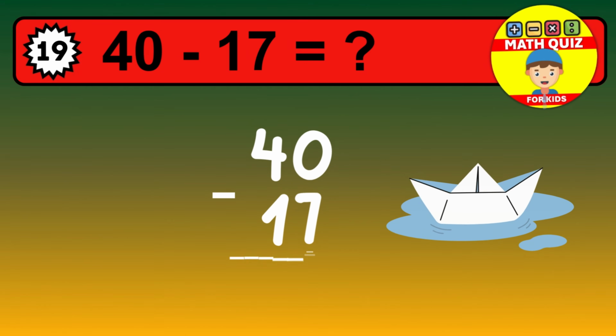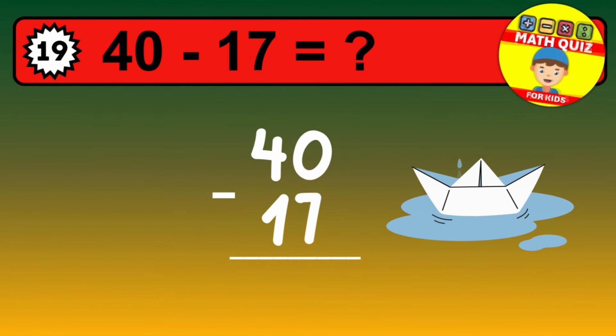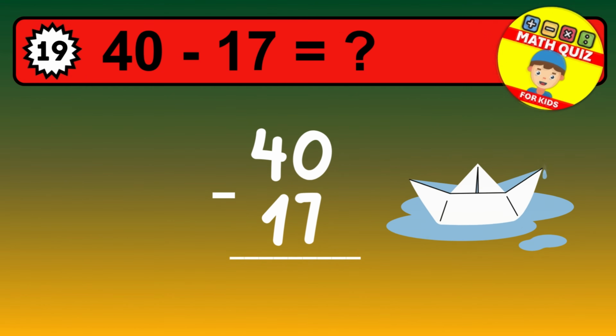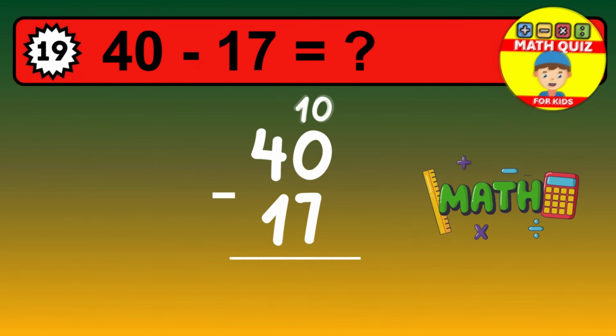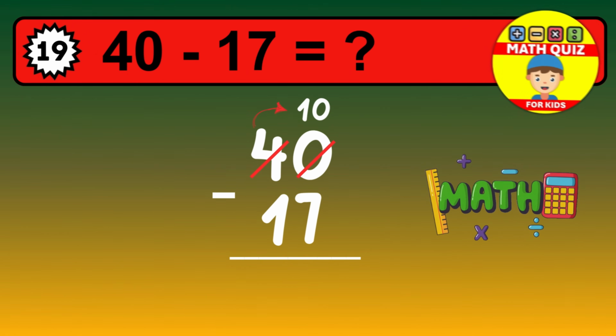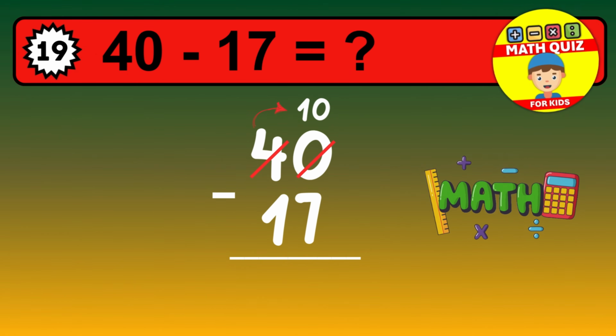Let's solve this step by step. We start with the units. 0 minus 7 is not possible, so we need to regroup. We take one ten from the tens column. Now we have three tens, and the units become 10.